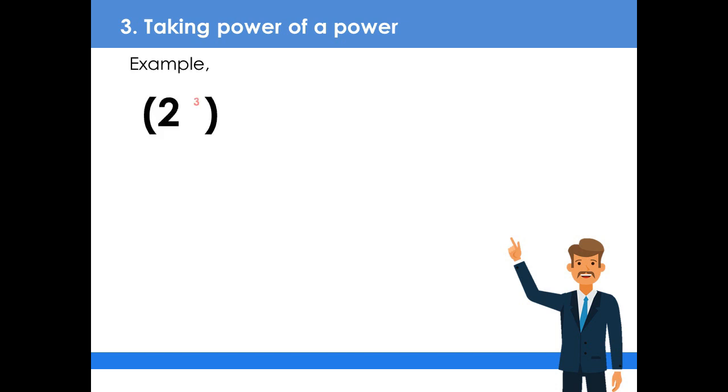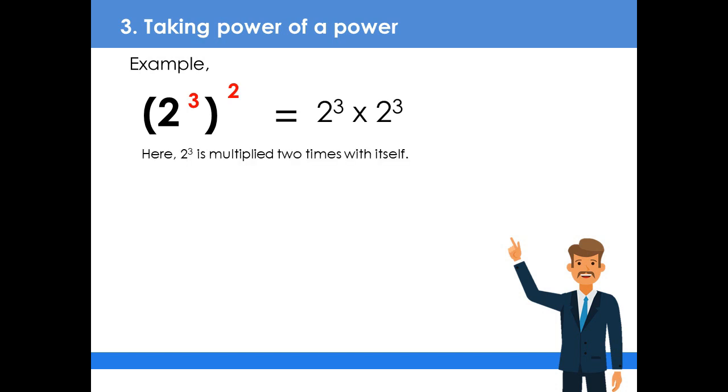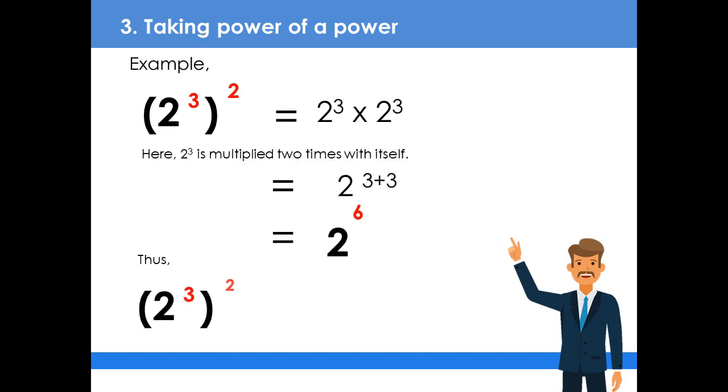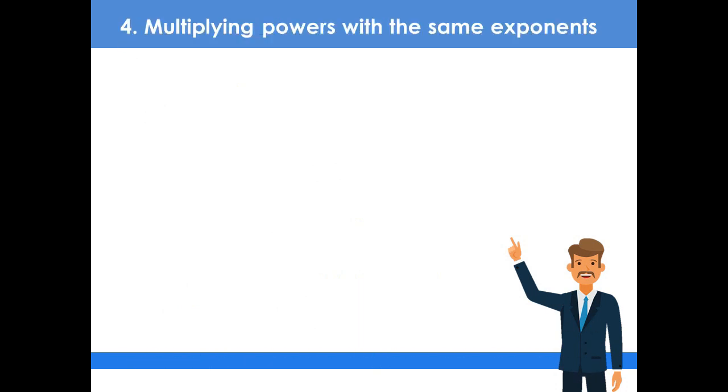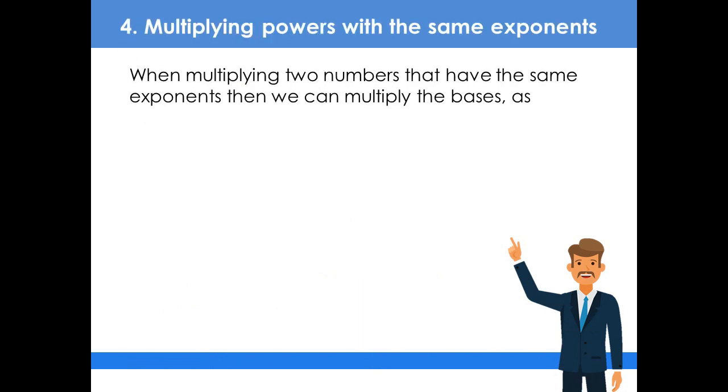Example: 2 raised to 3 whole raised to 2 equals 2 raised to 3 into 2 raised to 3. Here 2 raised to 3 is multiplied 2 times with itself. So 2 raised to 3 whole raised to 2 equals 2 raised to 3 into 2, which equals 2 raised to 6.